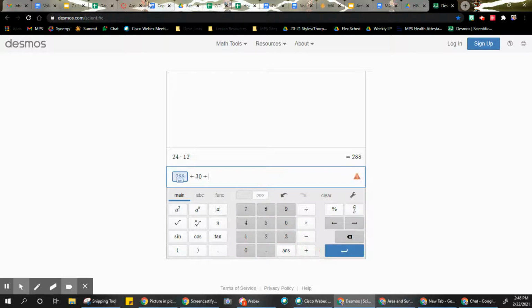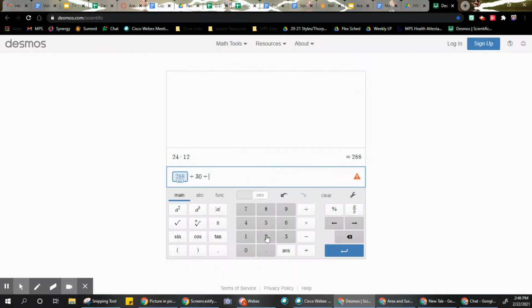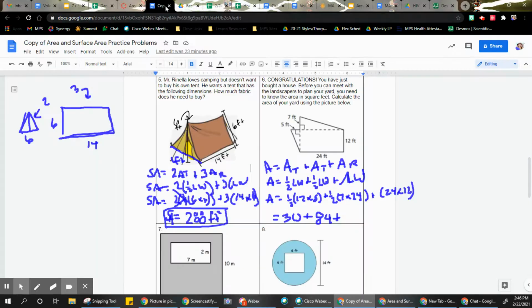Plus, what was our other total? 84. And it's going to give us 402 square feet. So I'm going to put that on here. This was 288, and our total square footage was 402 feet squared. And there's the area of our yard.